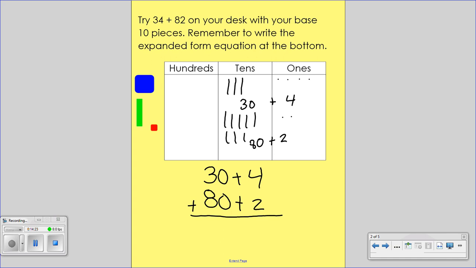Now, just like last time, can we group any ones together to make a trade? Look at our ones. We have 4 ones and 2 ones. Can we group them together to trade for anything? No, we don't have anything to trade. We only have tens and hundreds, and we don't have enough to trade for a 10 or a 100. So underneath, where I've written my 4 and my 2, I know I have 6 ones. 4 ones plus 2 ones equals 6 ones. I'm going to bring down my plus sign.